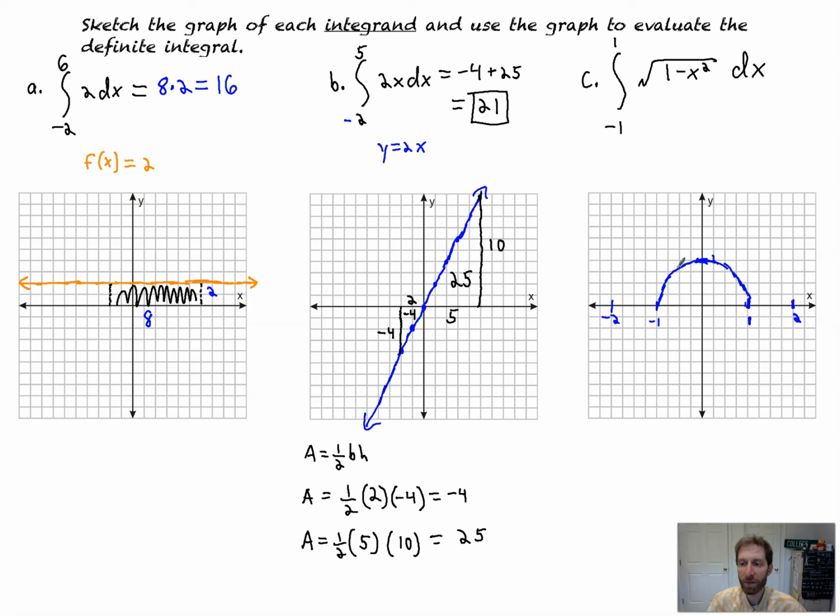So how do we find the area between this curve and the x-axis? If it's a semicircle, well, the area of a semicircle is 1/2 the area of a circle, which of course is pi times the radius squared. So what we now need is the radius. Well, the radius, as we see right here, is 1. So we've got 1/2 times pi times 1 squared. When you simplify all of that, 1 squared is 1 times pi over 2. So the area is pi over 2. That'll get you the area of that semicircle, and therefore the definite integral is pi over 2.